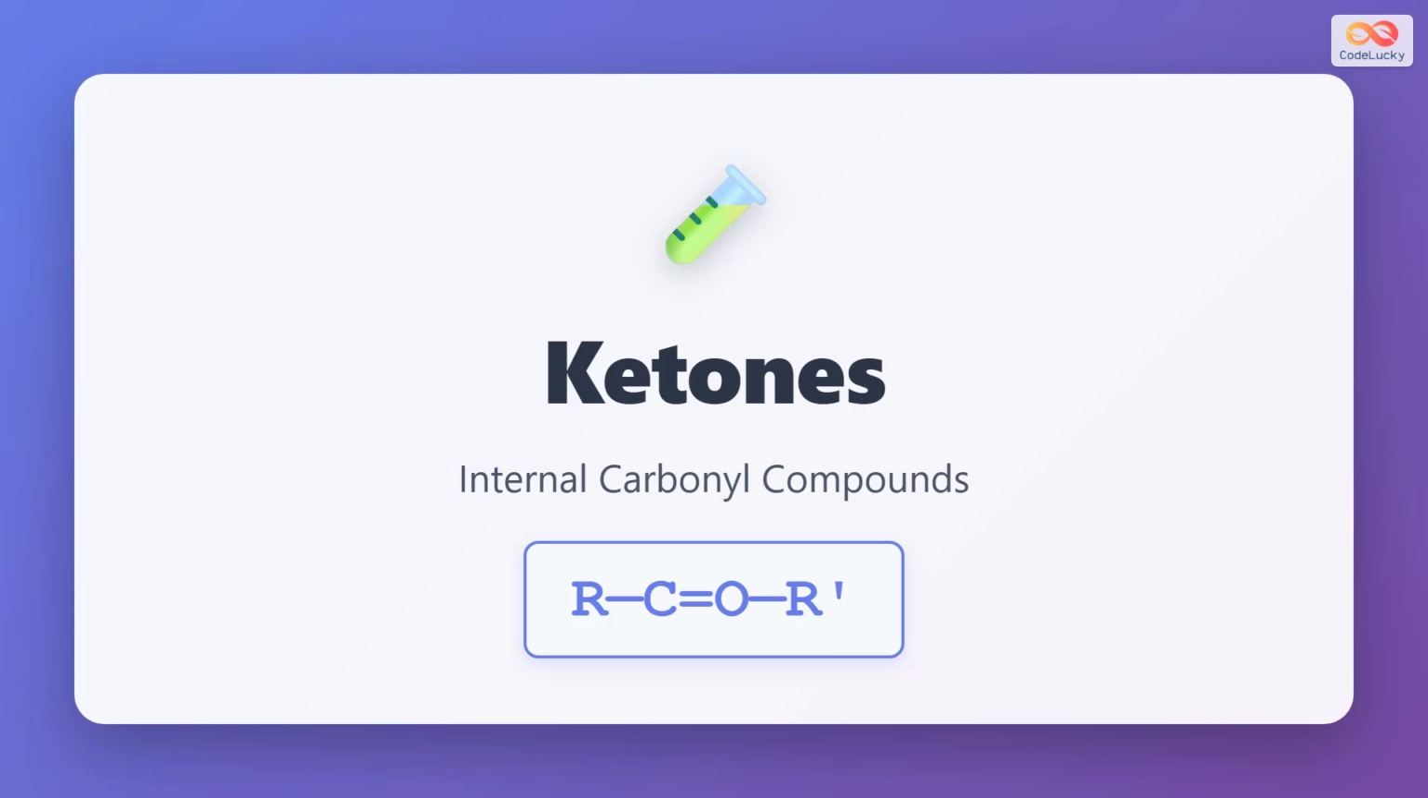Welcome to this lesson on ketones, one of the most important functional groups in organic chemistry. Ketones are organic compounds that contain an internal carbonyl group, which means a carbon-oxygen double bond located within the carbon chain. The general structure of a ketone shows the carbonyl carbon bonded to two other carbon atoms, represented as R-C=O-R', where R and R' represent alkyl or aryl groups.